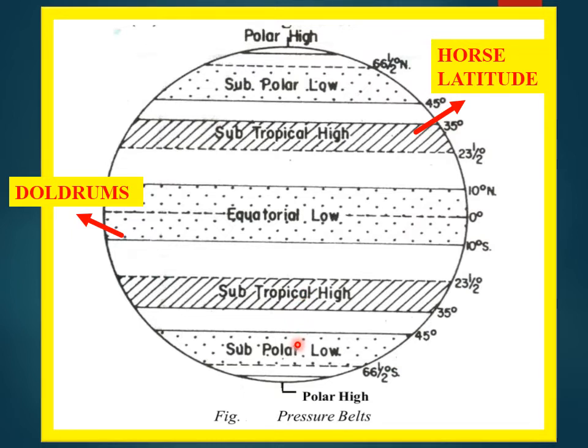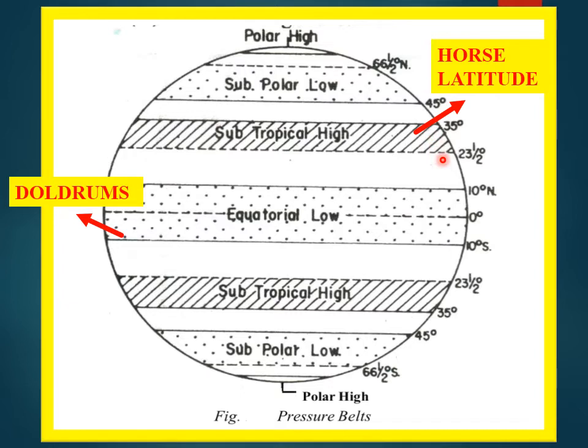So how many pressure belts do we have? One equatorial low, then subtropical high in the northern hemisphere and subtropical high in the southern hemisphere, that counts as three. Then subpolar low in the northern hemisphere and subpolar low in the southern hemisphere, so that's a total of five. And then we have polar high in the northern hemisphere and polar high in the southern hemisphere. So in total there are seven pressure belts on our earth: 1, 2, 3, 4, 5, 6 and 7.